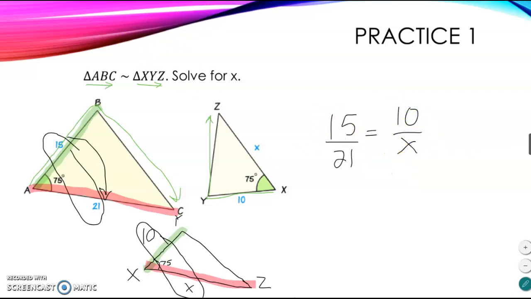We have these nice little fractions here. We're going to go ahead and cross multiply. Bring that equal sign down and multiply across. We're going to do 21 times 10, which is 210, and 15 times x, which is 15x. And now we have this nice little equation where all we have to do is divide both sides by 15 to solve for x.